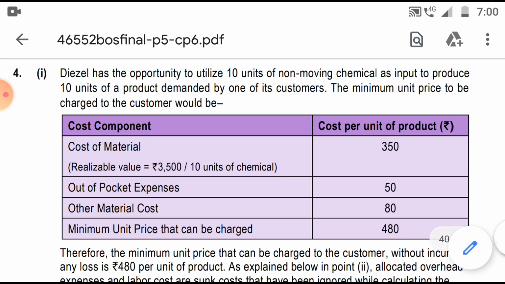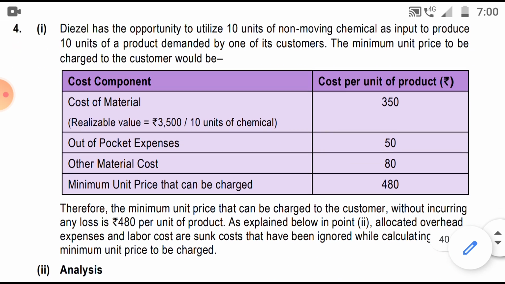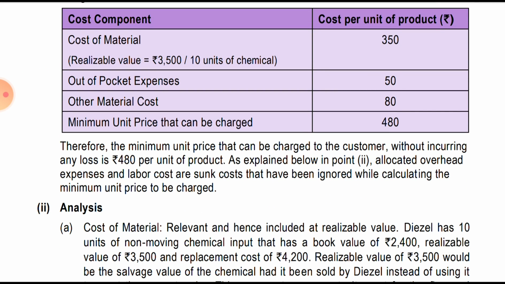Diesel Limited has the opportunity to utilize 10 units of the non-moving chemical as an input to produce 10 units of the product demanded by one of its customers. The minimum price to be charged to the customer would be 350, that is the cost of material, realizable value 3,500 divided by 10 units of the chemical. Out of pocket expenses 50, other material cost is 80, so the minimum price to be charged is 480. Therefore the minimum price that can be charged to the customer without incurring any loss is 480 per unit of the product, as explained below.